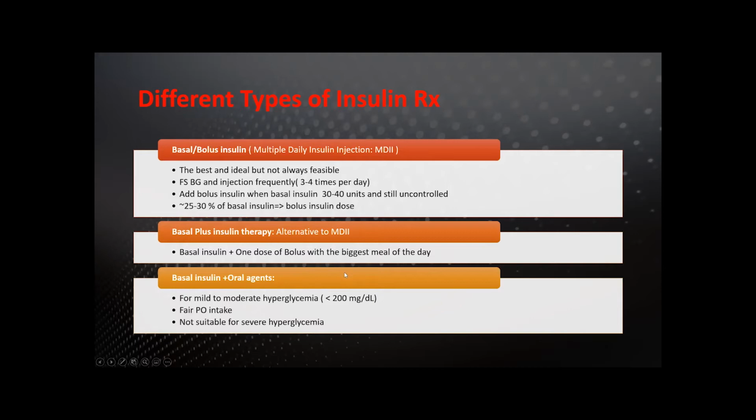But in your situation in Burma, because it is hard to go to the hospital and hard to get the insulin, I would say 250 is still acceptable to use basal and 2 oral agents. But if it's more than 300 already, I strongly urge you to use basal bolus or basal plus. If you try this regimen and the sugar has been 300 uncontrolled for 2-3 days, do not wait any longer.